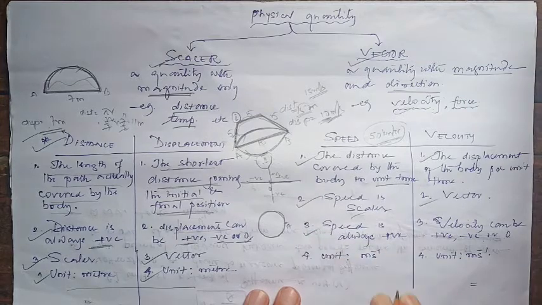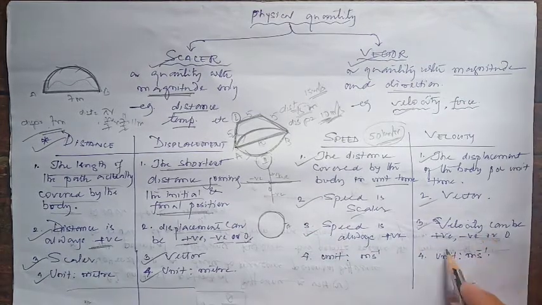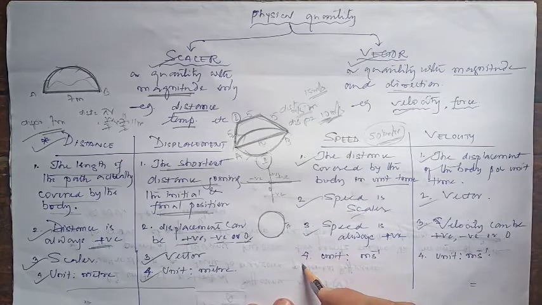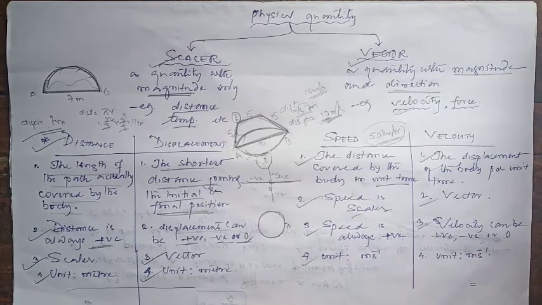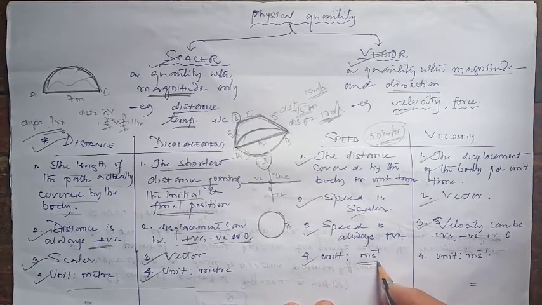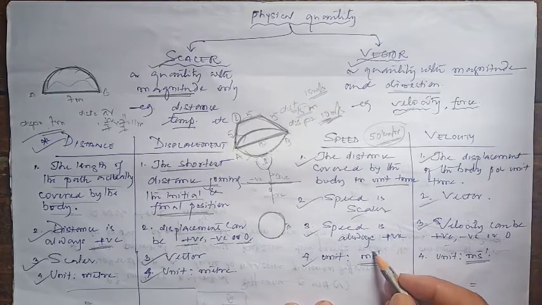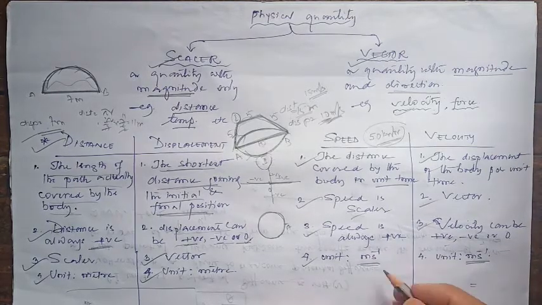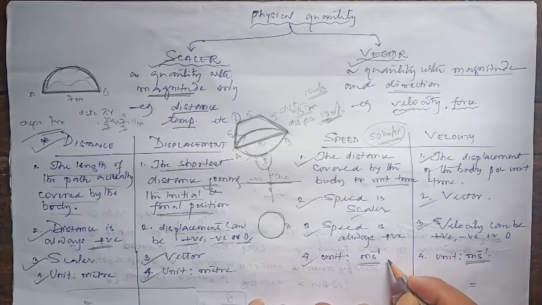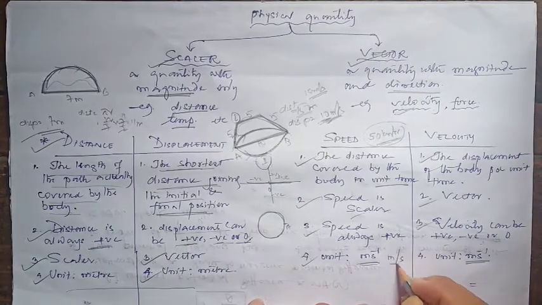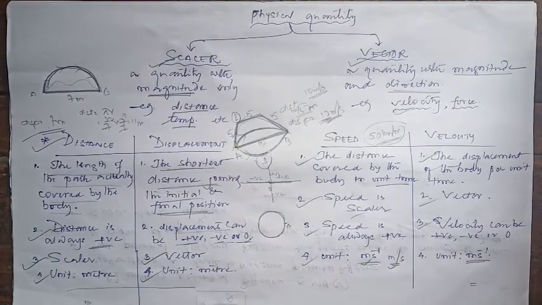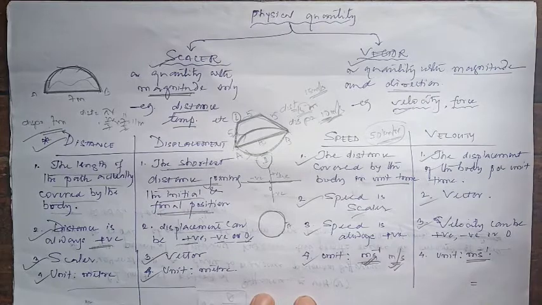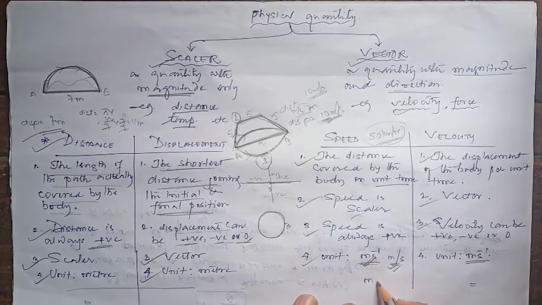Students, speed is always positive. Velocity can be positive, negative, or zero. Units. In which unit do we measure speed and velocity? We measure speed and velocity in the same units. It's meter per second. Students, you can write meter per second as m s^-1, or you can also write m/s. Either one of the two can be used to indicate the unit of speed or velocity. You cannot write it like m/-1. This is incorrect.